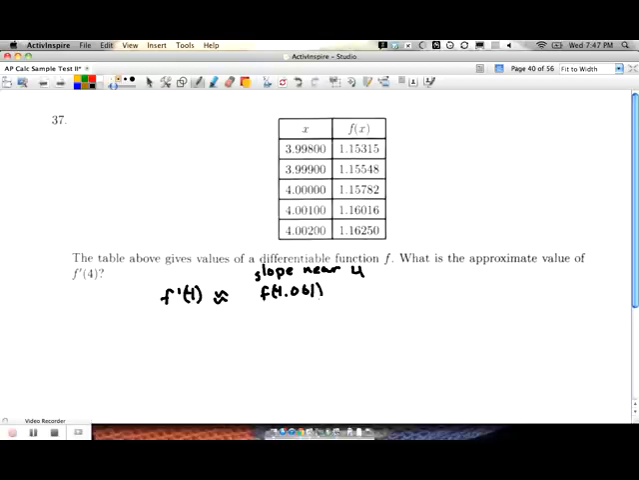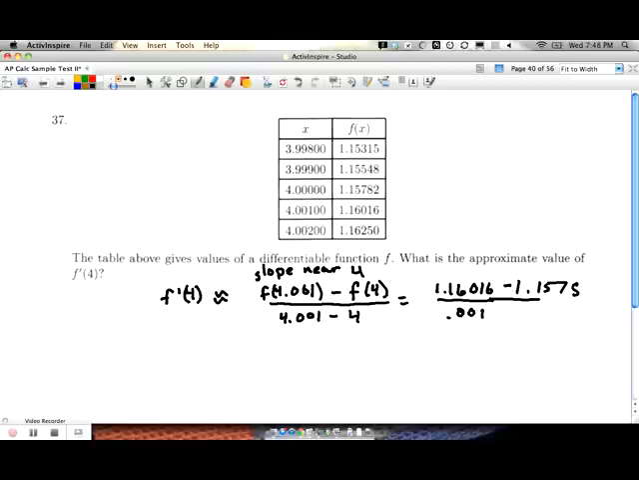4.001 minus f of 4 over 4.001 minus 4, which would equal, well, on the bottom we're going to have 0.001, and on the top f of 4.001 is 1.16016, and we're going to subtract from that f of 4, which is 1.15782. We're going to divide all that by 0.001.